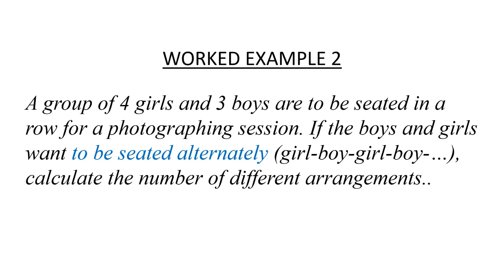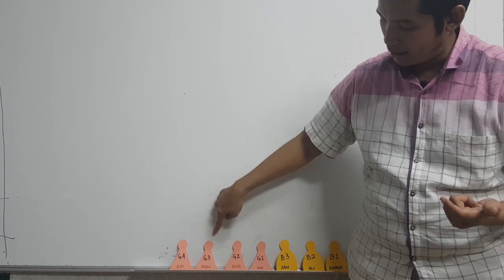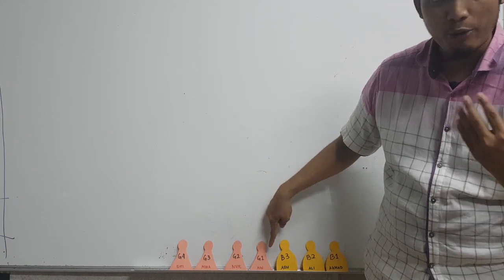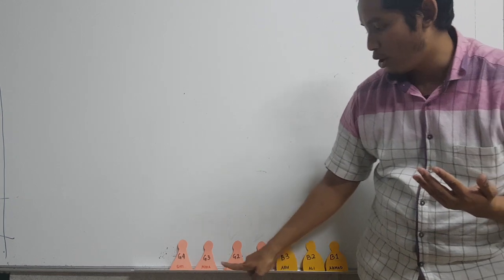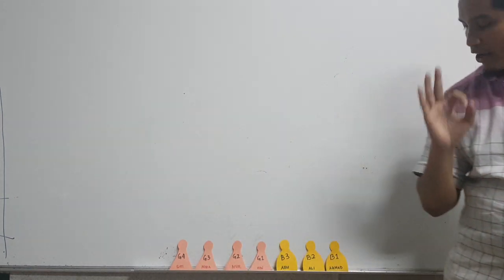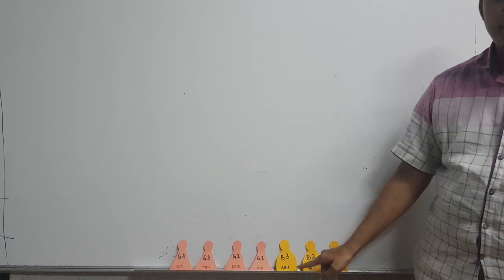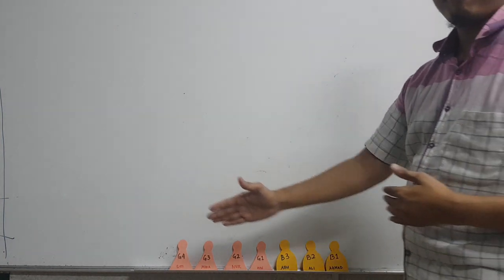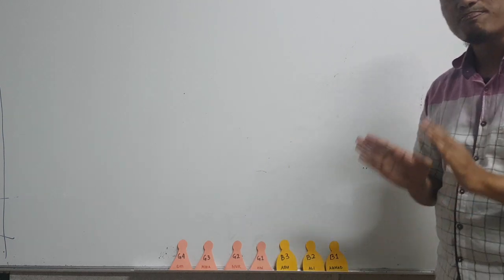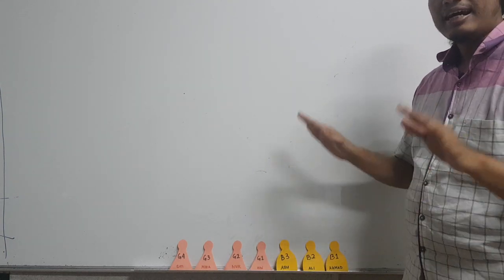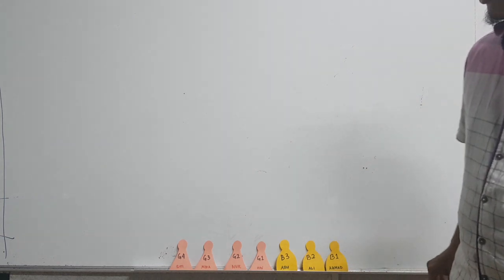So let's see here. Now we have 4 girls, girl 1, girl 2, girl 3, girl 4. Let's name them Ain, Noor, Mira, and Siti. And we have 3 boys, B1, B2, and B3, namely Ahmad, Ali, and Abu. Now we would like to arrange them, and we must make sure that they are seated alternately.